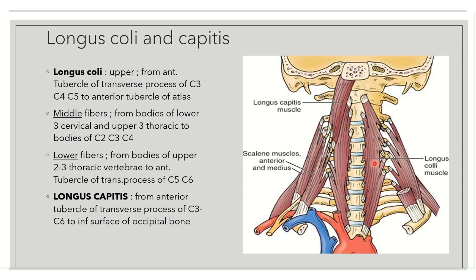Then we have another muscle which is called longus capitis muscle. This is longus capitis muscle. It overlaps the longus colli muscle. It arises from the anterior tubercle of transverse process of third, fourth, fifth and sixth cervical vertebra, and these fibers are inserted on the base of the skull, on the inferior surface of occipital bone.